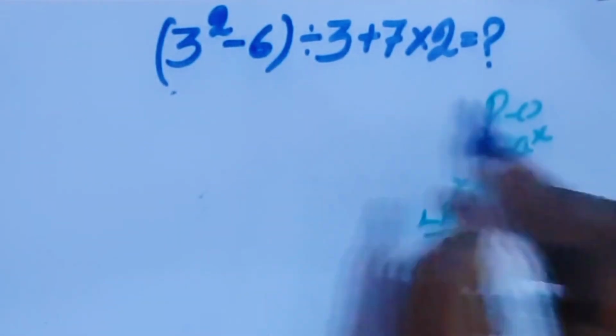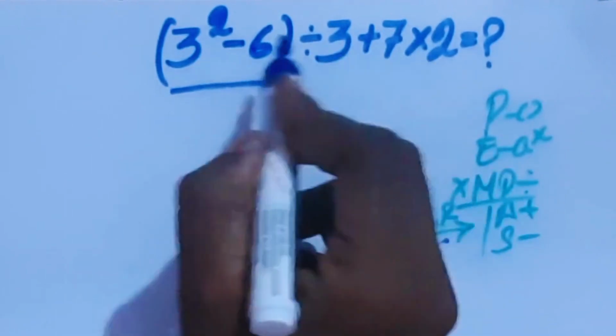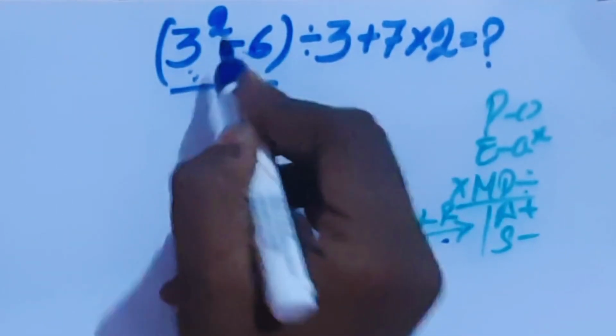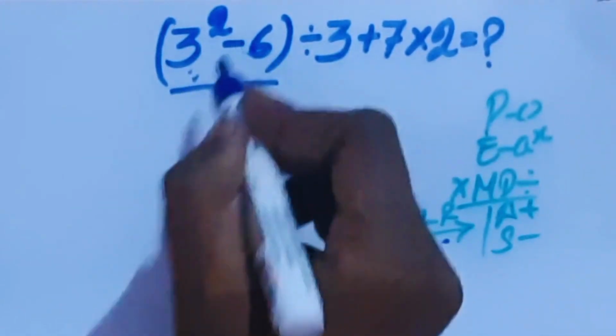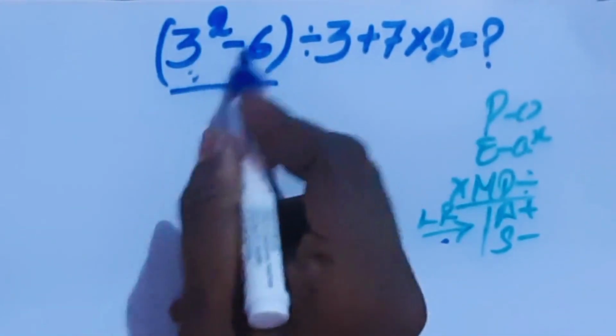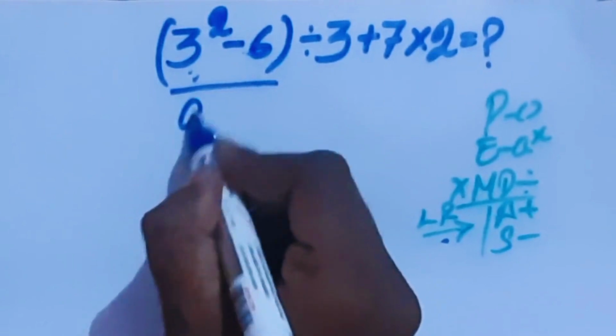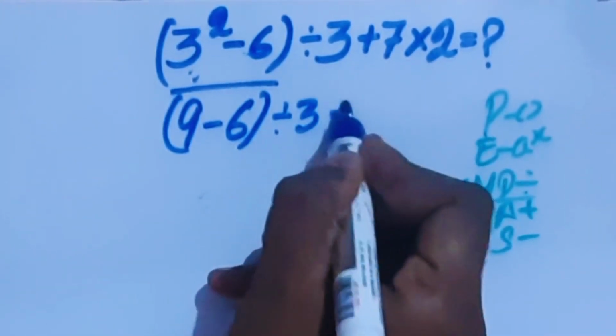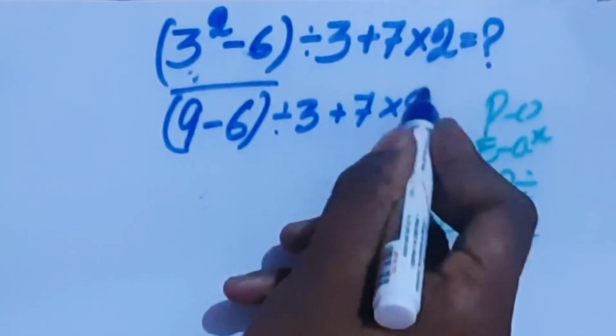The bracket is higher priority, so we have to do the bracket before the other operations. Inside the bracket we have two operations. One is the exponent, the other is subtraction. The exponent is higher priority than the subtraction, so we have to do the exponent before the subtraction. Here 3 squared is 9, minus 6 in the bracket, divided by 3 plus 7 times 2.